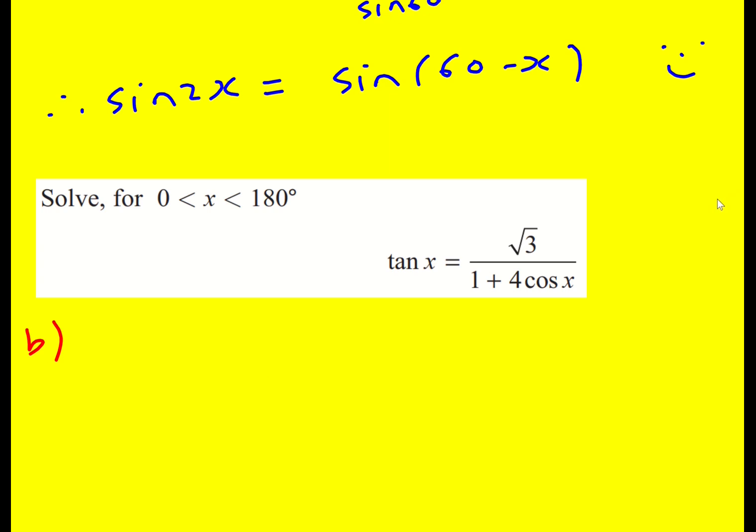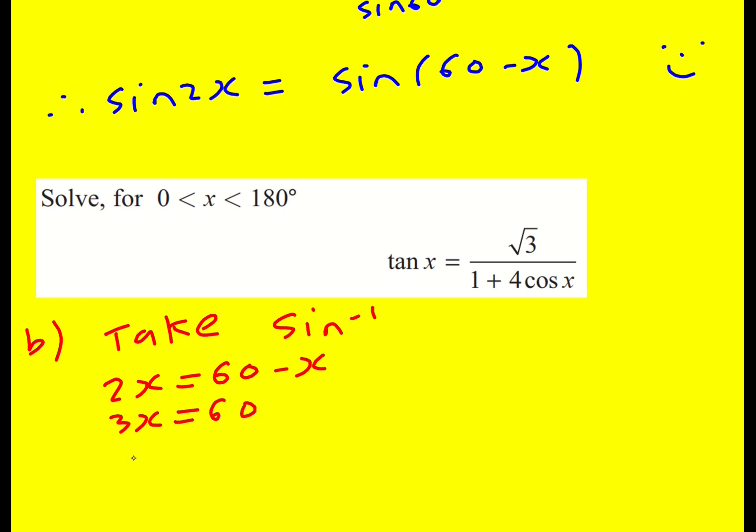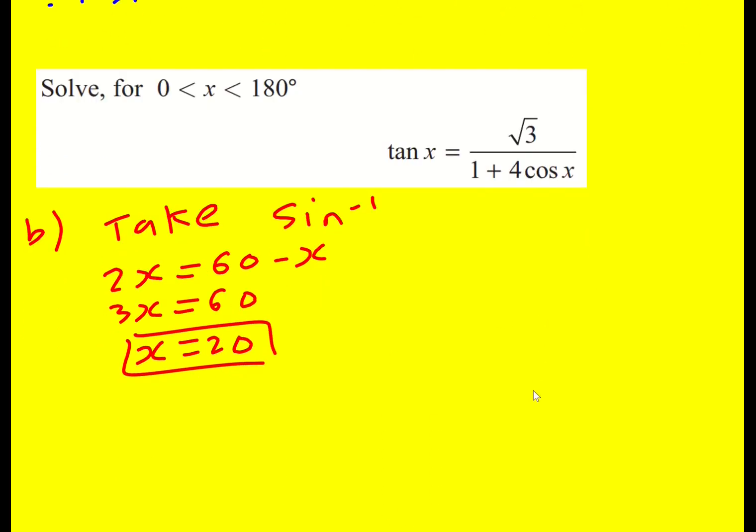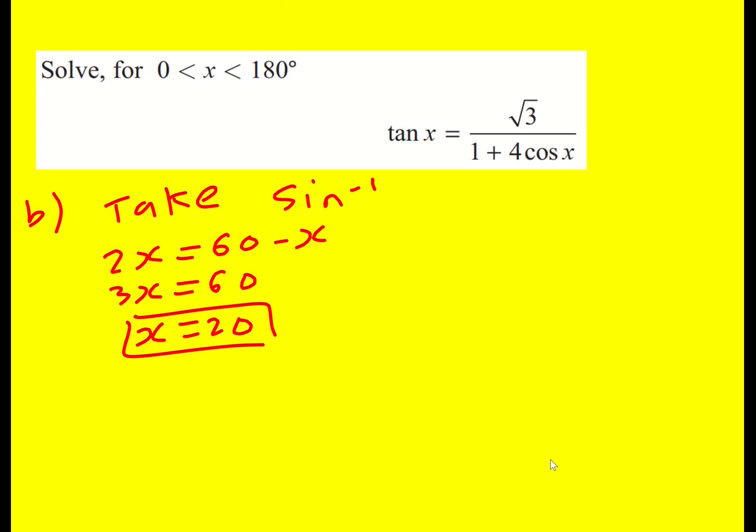So one possible solution would be to take inverse sine and just set 2x equal to 60 minus x. That means that 3x is equal to 60, and so x is equal to 20. And that is a solution. But it's not the only solution. You can't expect to just get one solution. That would be quite straightforward, wouldn't it? There's going to be more. It's just how are we going to get these other ones?